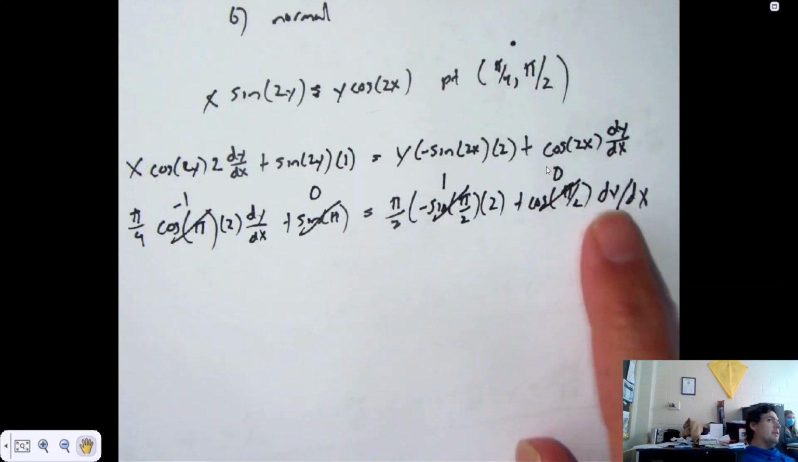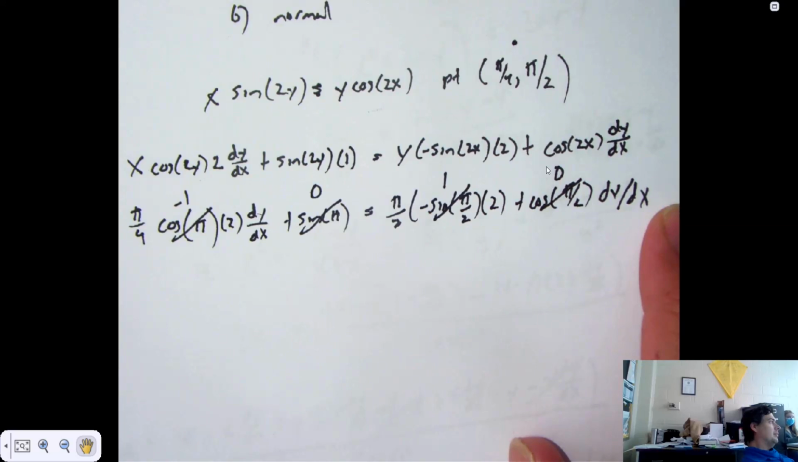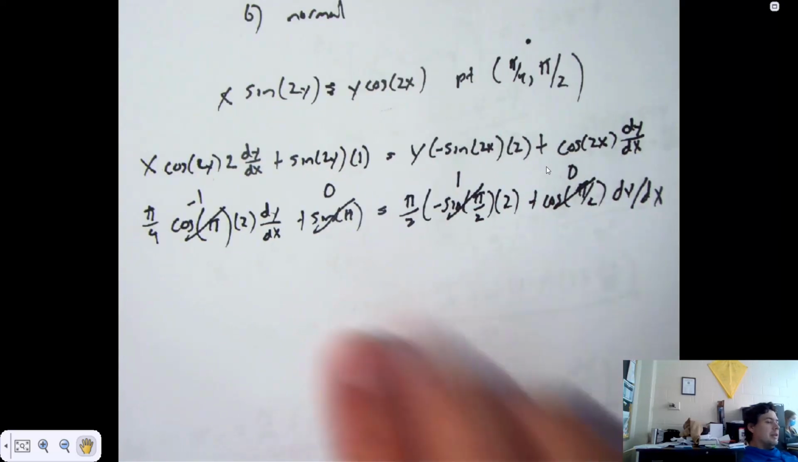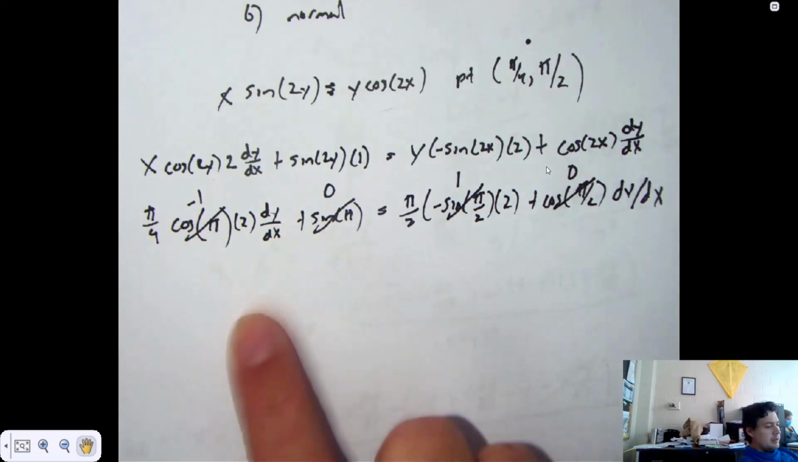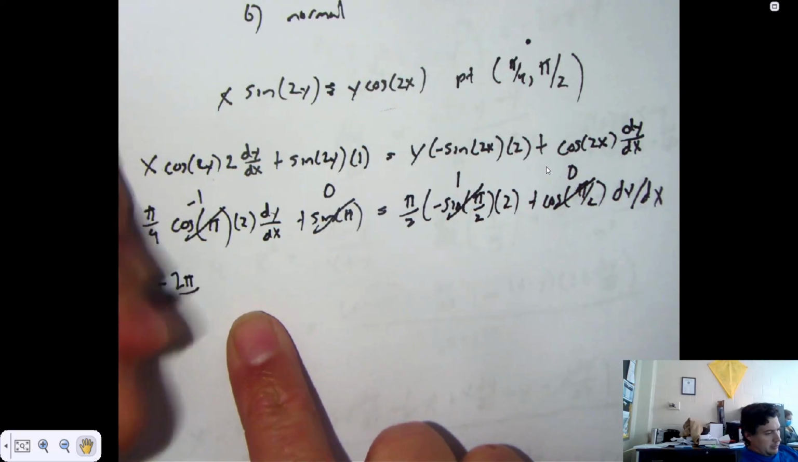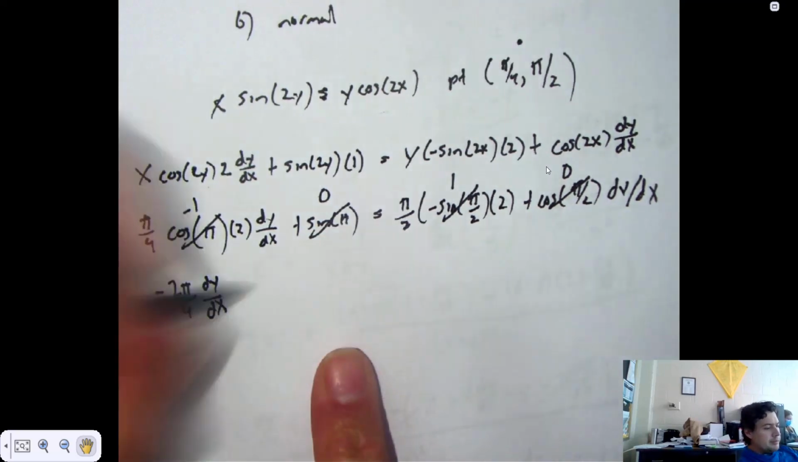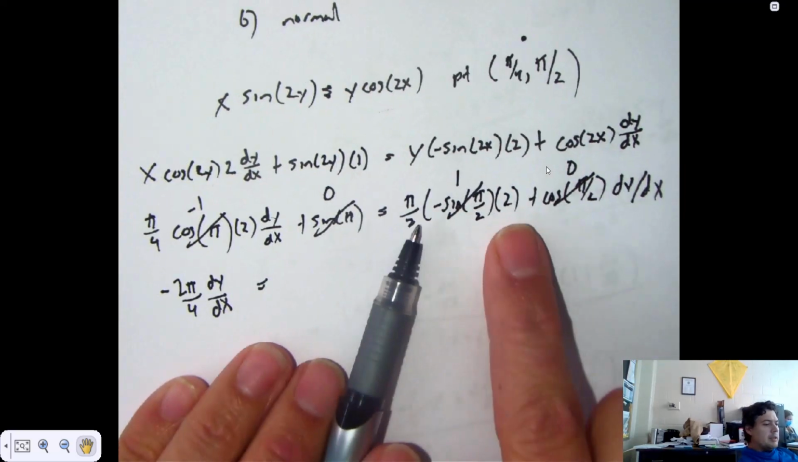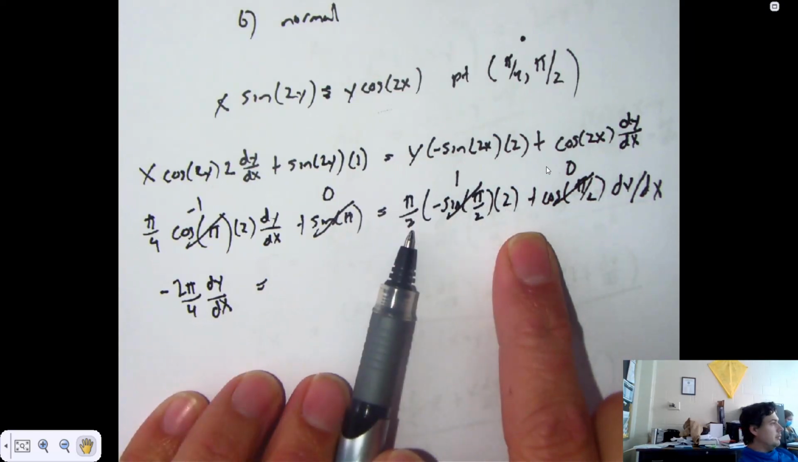I'm glad that 0 happened. Why am I glad that 0 happened? I got rid of that dy/dx with it too, didn't I? All right, so what do we have left over here? We have a negative 2 pi over 4 dy/dx, which we can simplify. There's a 0 there. On the right-hand side, it looks like we have a negative 2 pi over 2, doesn't it?